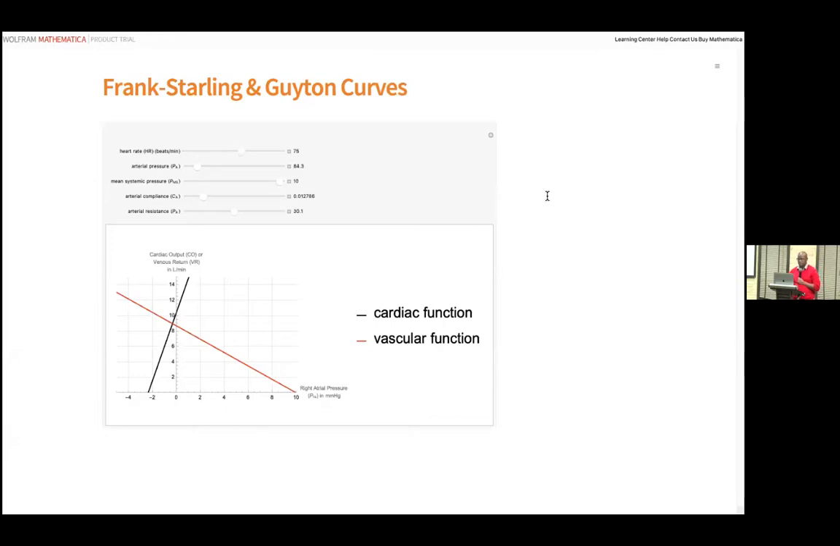So the Frank-Starling curve is the one in black, and it states that as your venous return increases, you get an increase in your stroke volume until a point where additional venous return may not give you any benefits, right? The venous return curve, which is also called the Guyton curve, is the one in red, that for you to have good cardiac output, you must have good enough venous return.